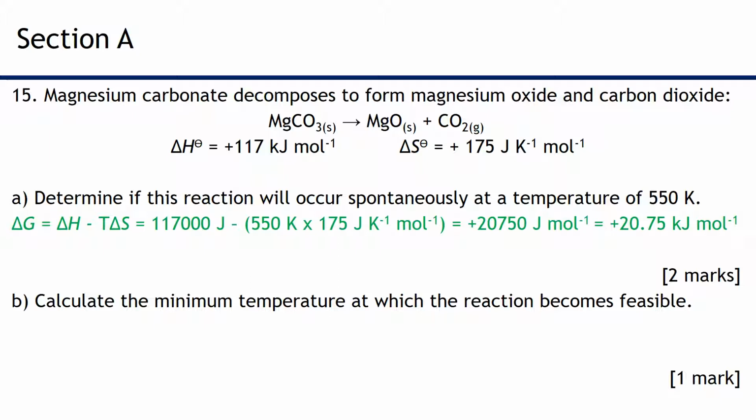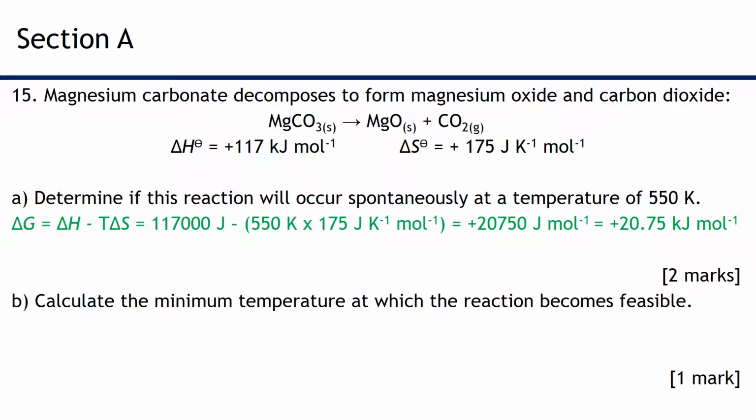So spontaneity of a reaction is linked to its value of Gibbs free energy. Gibbs free energy, delta G, is calculated from delta H minus T delta S, so the temperature that the reaction takes place at multiplied by the entropy. And so to find the delta G for this reaction, we need to plug our values into this equation.